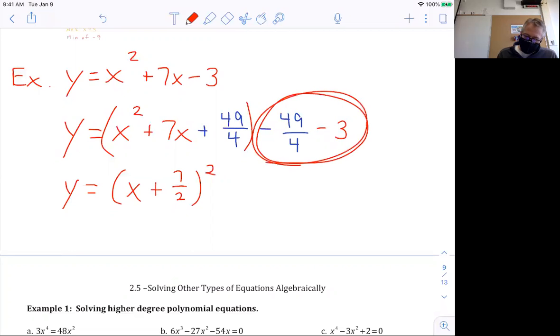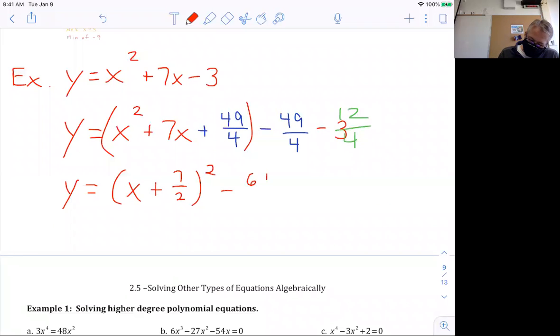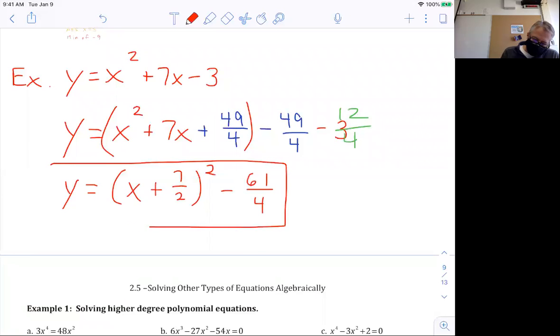And I still have to add this together here. I have the negative 49 over 4 minus 3. Well, I'm going to rewrite 3 as 12 over 4. So that's minus 61 over 4. And there is our equation written in vertex form.